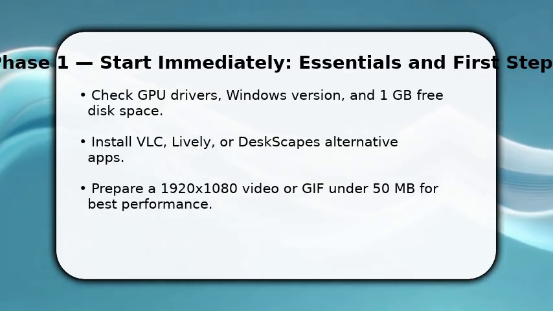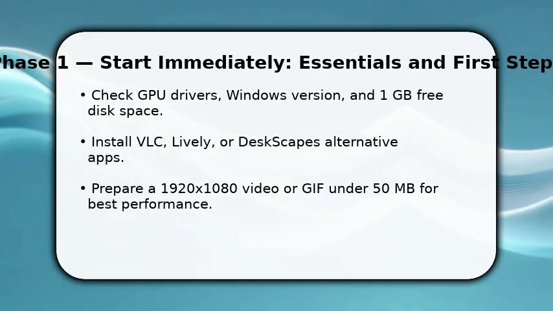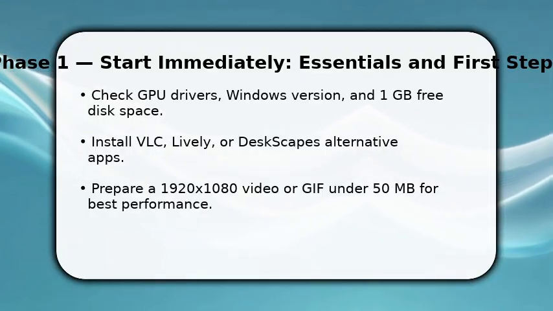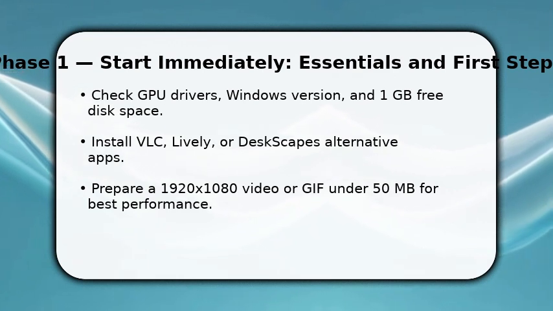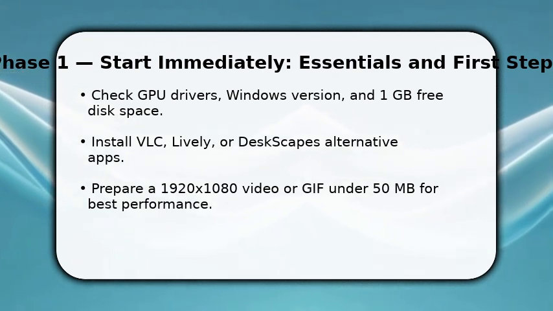Next, pick a short video or GIF at 1920x1080 and keep file size under about 50 MB to avoid slowdowns. Make sure apps run as administrator so they can control wallpaper settings and audio behavior without permission issues.